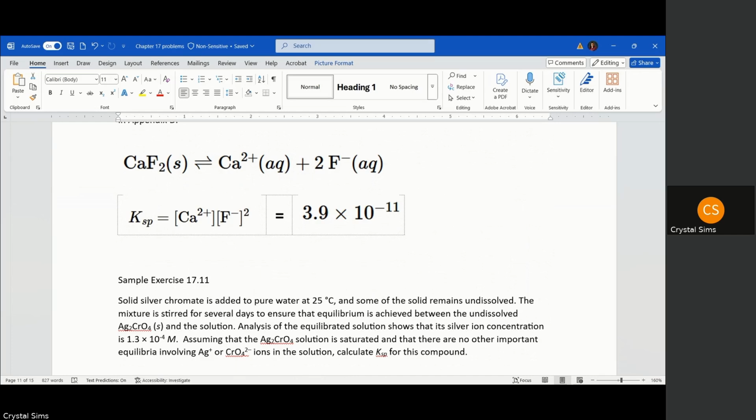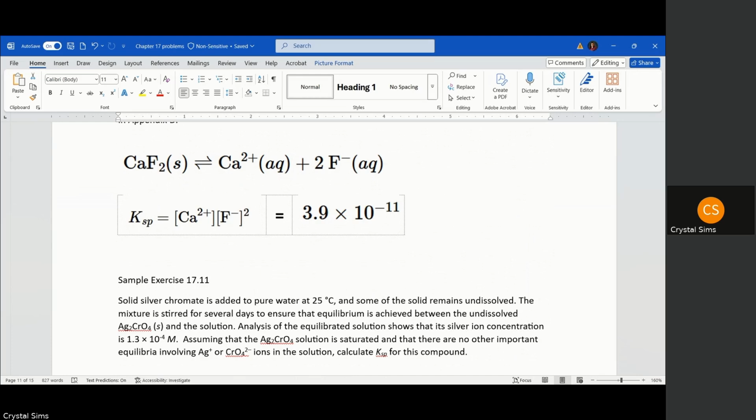So we have this problem where we are told that solid silver chromate is added to pure water, and some of the solid remains undissolved. And we have it stirring for several days to ensure that the equilibrium is reached between what is left undissolved and the solution. So when we analyze the solution, we see that the silver ion concentration is 1.3 times 10 to the negative 4.